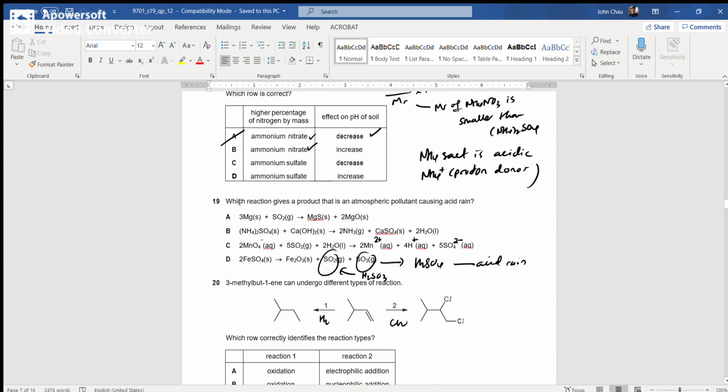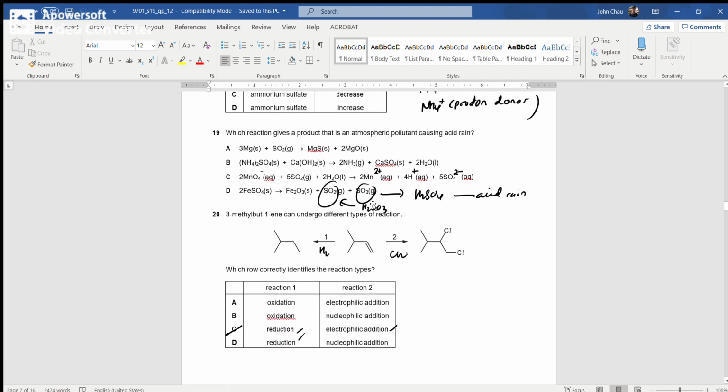19. Which reaction gives a product that is an atmospheric pollutant causing acid rain? Acid rain in the atmosphere is caused by SO2 and SO3 because both of them actually dissolve in the rainwater to form a very strong acid, especially sulfuric acid, from the SO3.